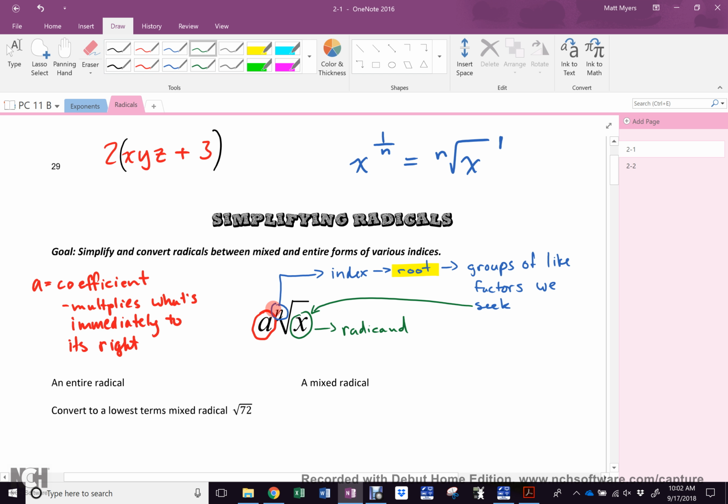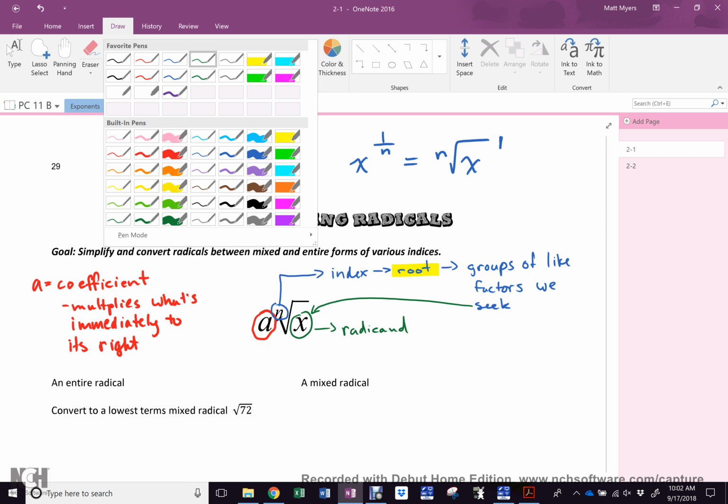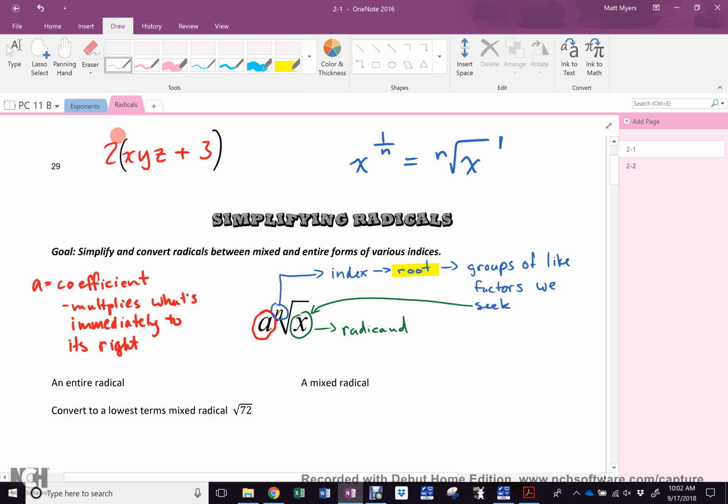An entire radical. What color do I feel like writing with today? Dusty rose. Dusty rose it is.